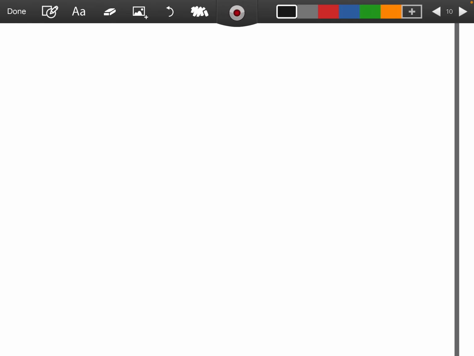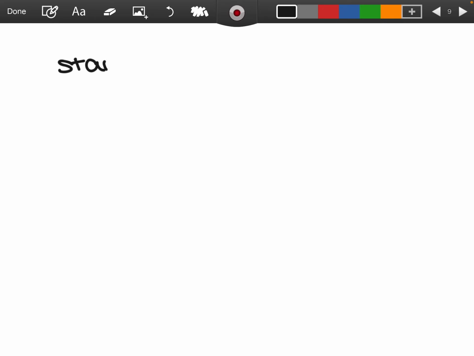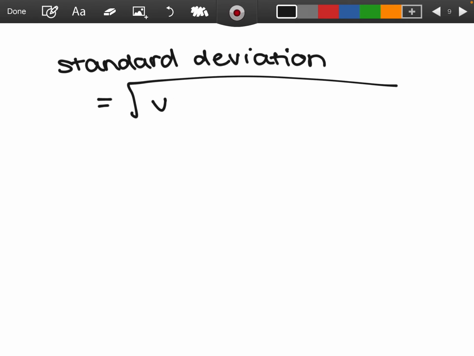A big thing to remember, and I will write this down again just to make sure that we are all on the same page: the standard deviation is always, regardless of what we're looking at, these probability distributions, these frequency distributions, or just a data set, the square root of the variance. Every time. So make sure that you remember that detail before you go ahead and do these problems.